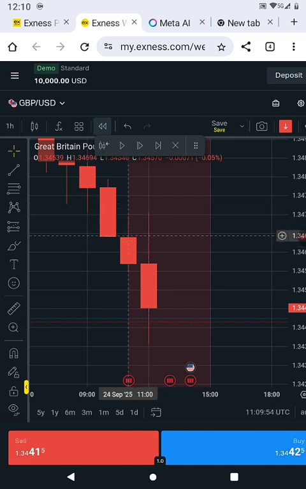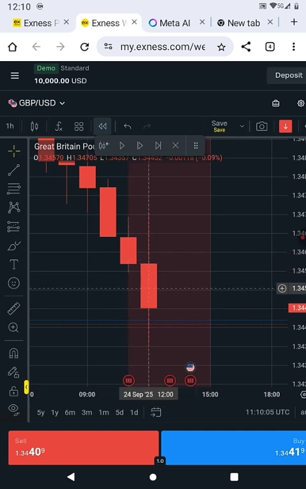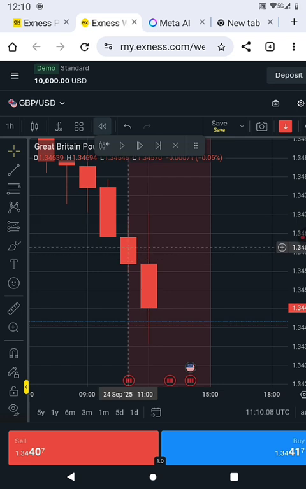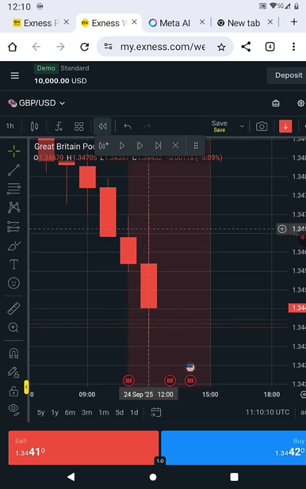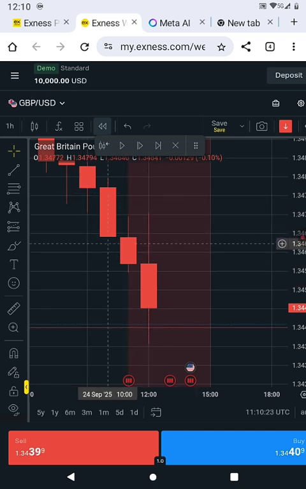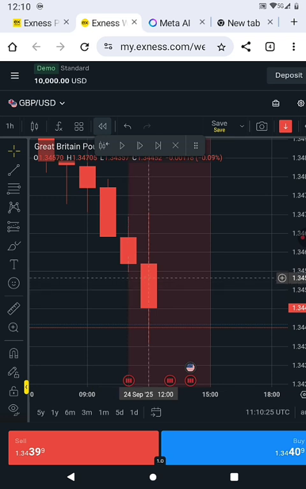Okay, for you to identify a pullback on any time frame, the next candle must wick above the previous candle if it is a bearish market, that is a selling market, or below it if it is a bullish market, that is a buying market. Now in this case, we are in a bearish market, that is a selling market.